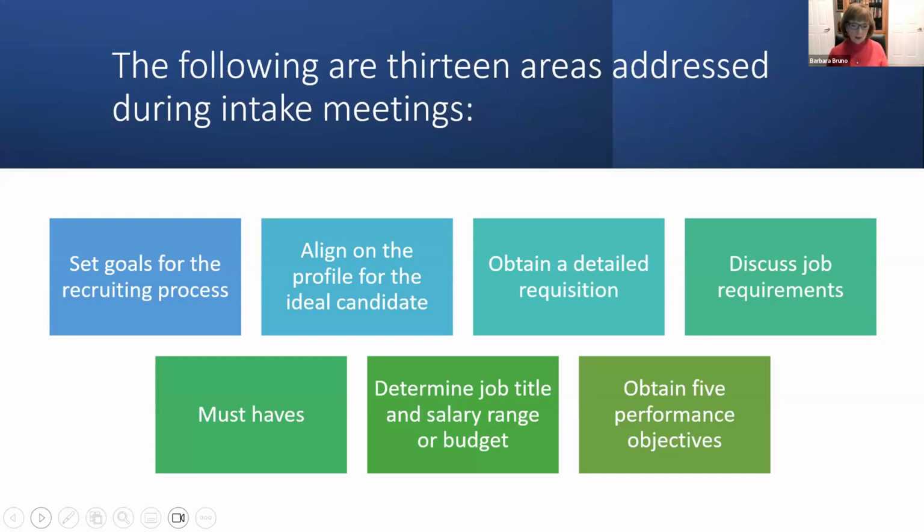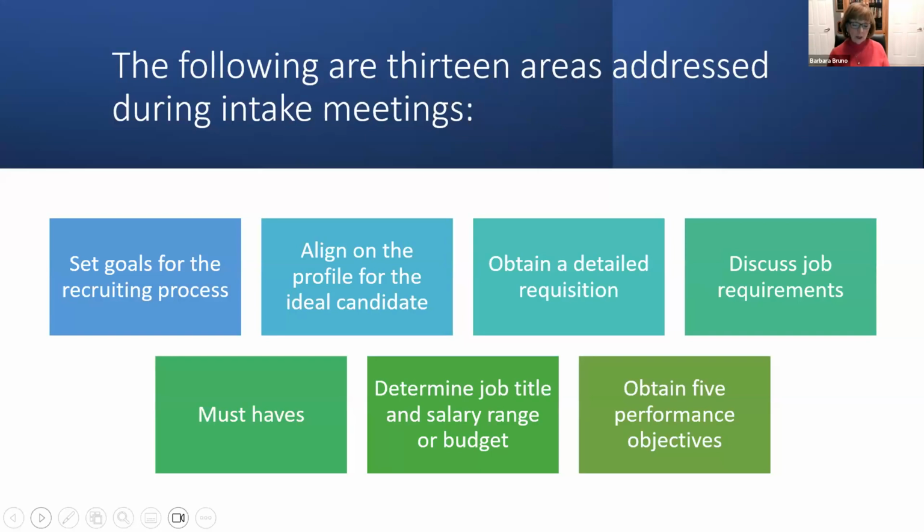You also want to discuss the job requirements and what are the must-haves, because so often during intake sessions it's almost like a wish list, and we would love for them to have this and that. But you've got to really determine in an intake session what are the must-haves, what must be there in the candidate. You also want to determine the job title and the salary range or the budget. What is the salary level?